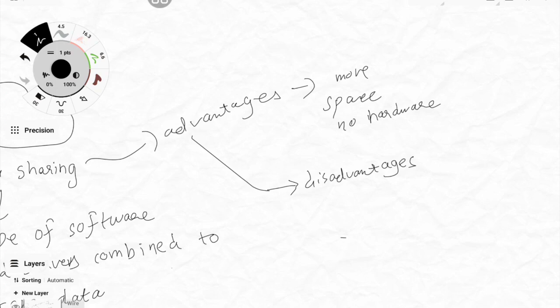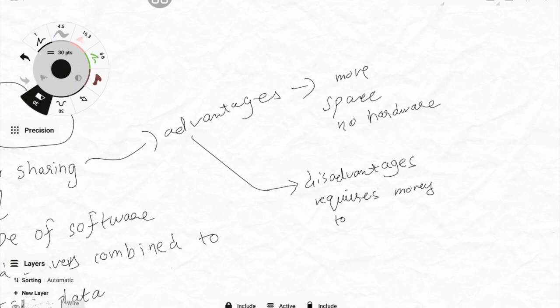Disadvantages: requires money to increase storage capacity, and that also requires hardware. Of course, you need money to buy a new hard disk or a USB to increase storage.